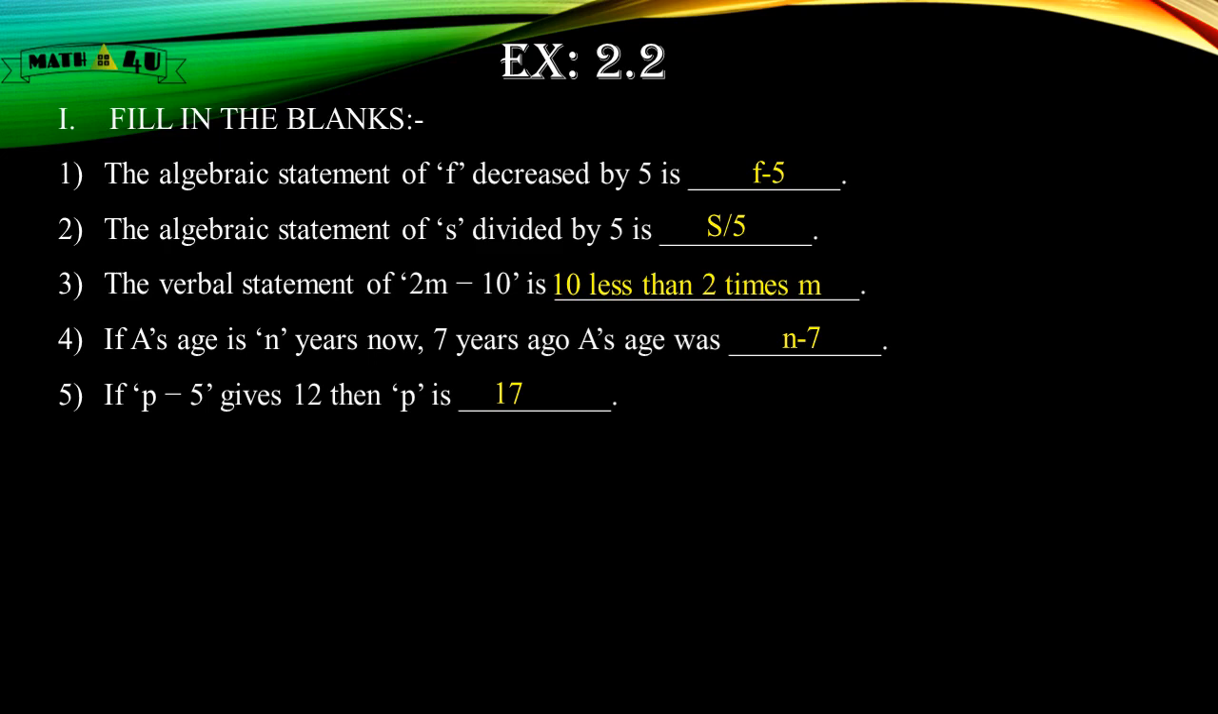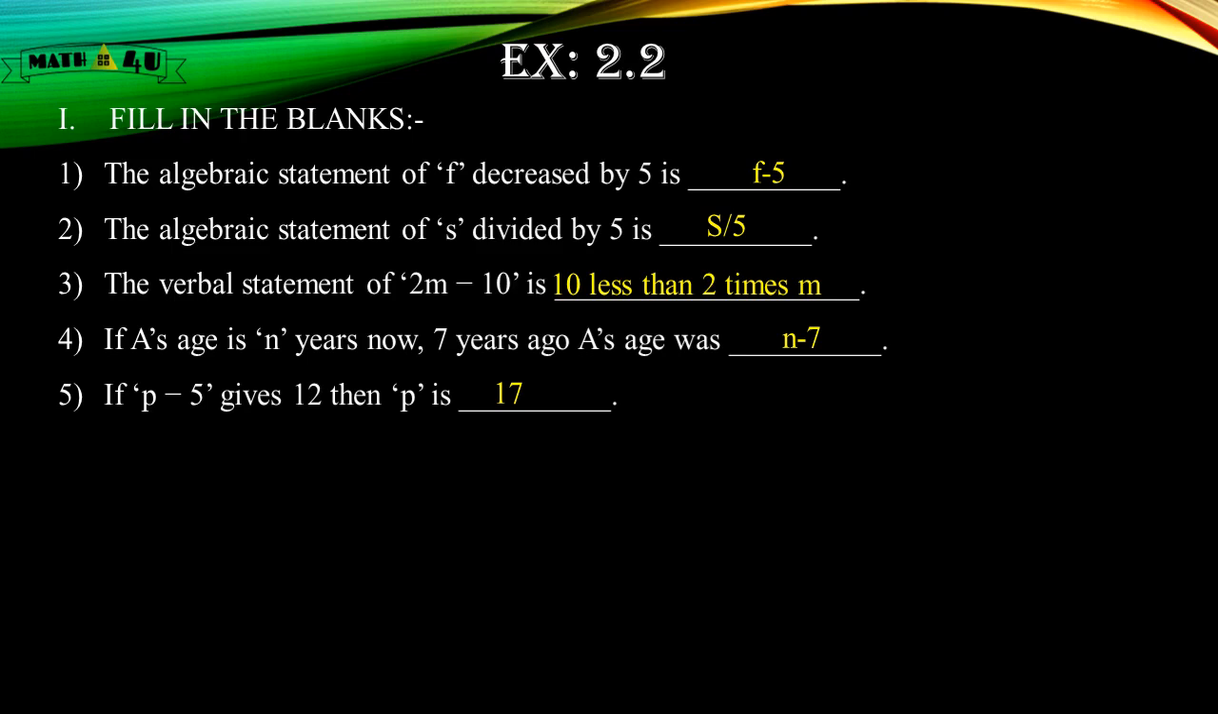Exercise 2.2. Fill in the blanks. The algebraic statement of f decreased by 5 is f minus 5. Decreased means minus. Next, the algebraic statement of s divided by 5 is s. Put the division sign and write the 5 in the denominator, s by 5.